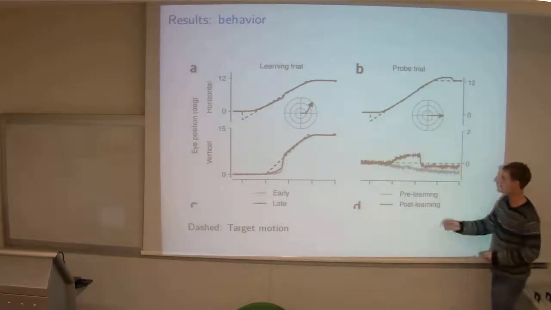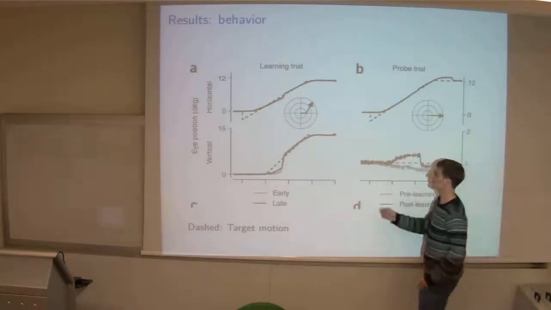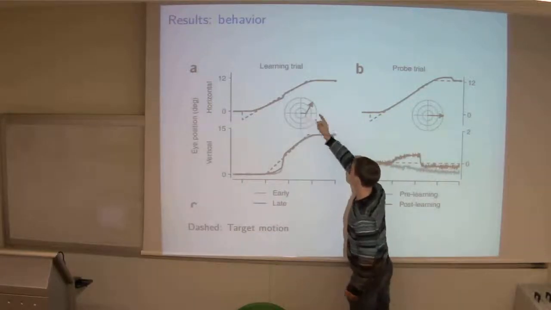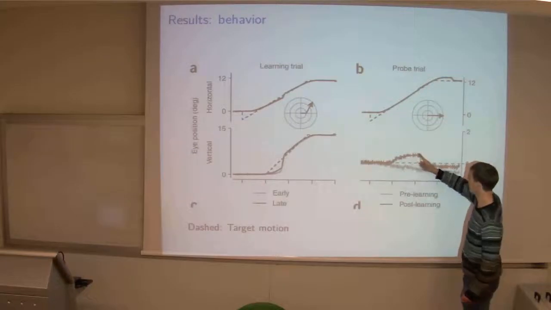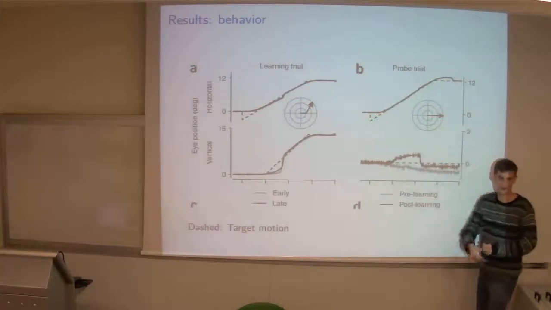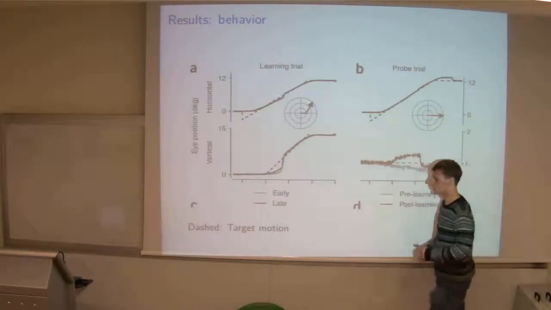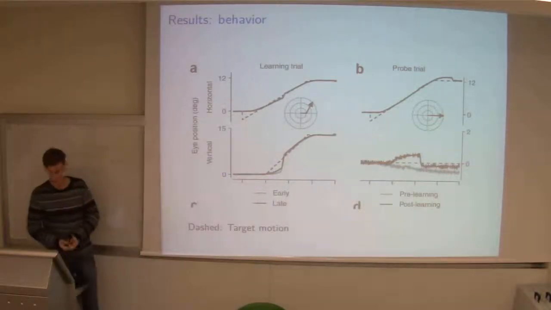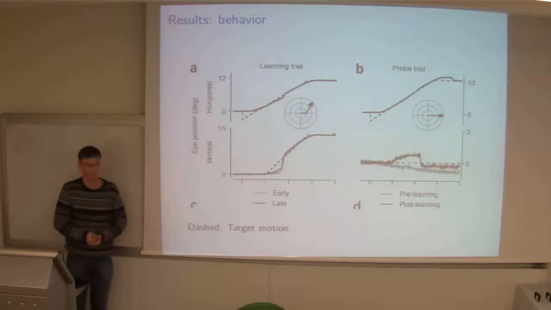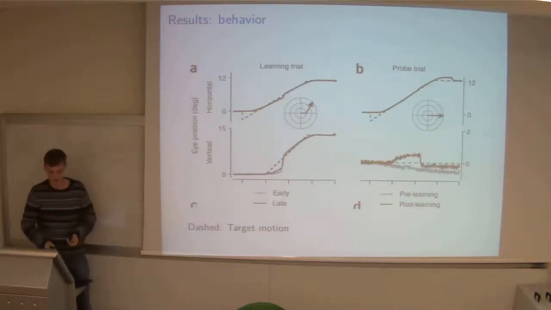So here you can see that the monkey has learned to track a target that moves in this direction, and even if the target doesn't move in this direction, the eyes still make this small jump to anticipate the target movement. So you can see that the learning task actually did something to the eye movements of the monkeys. The behavior is there.